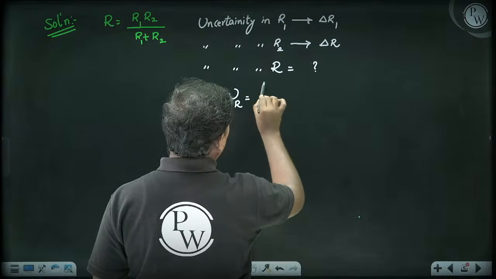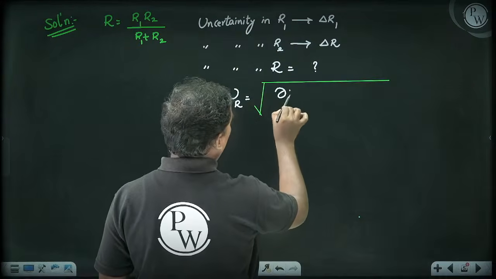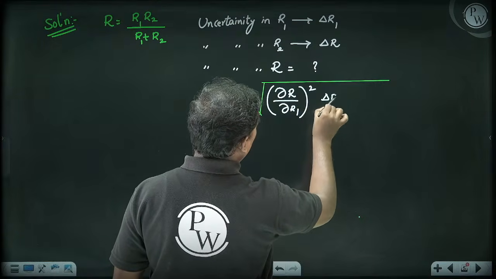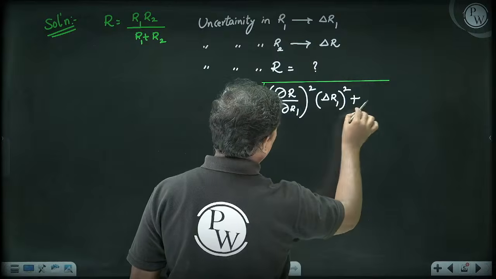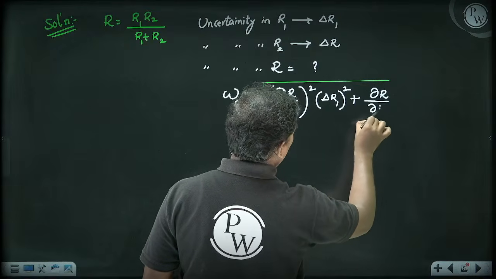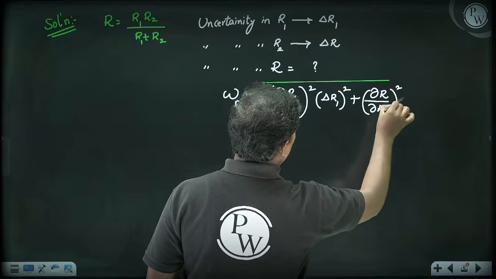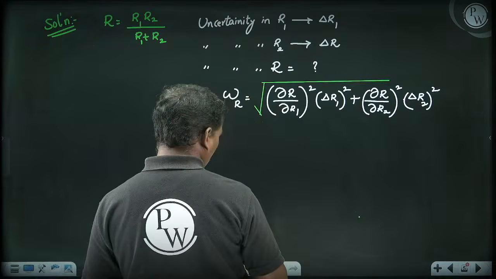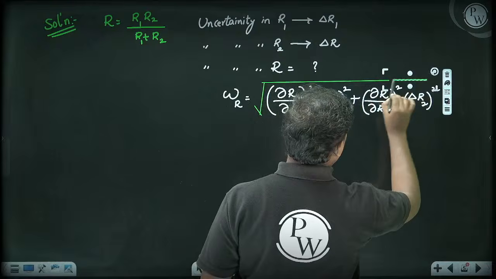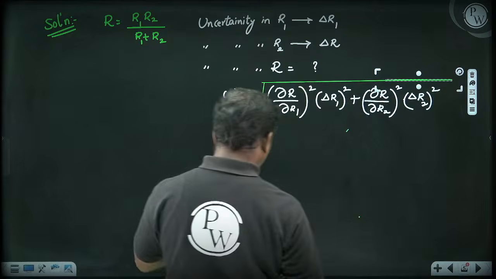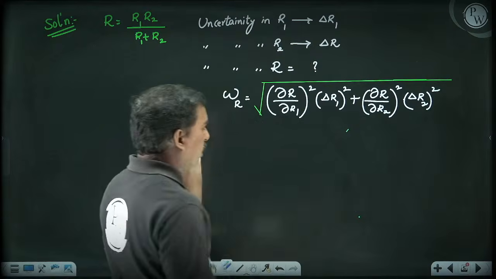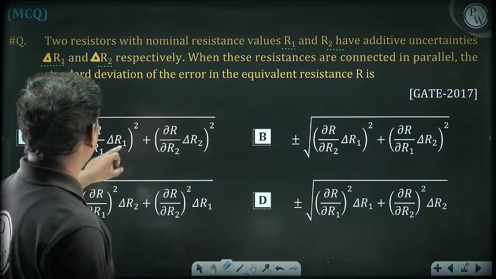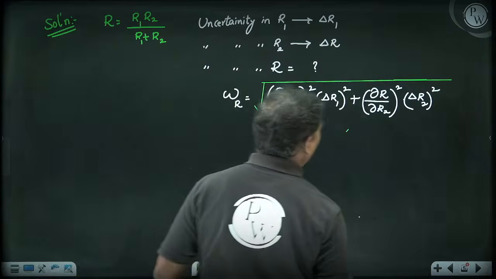So uncertainty in R, I can take it as the formula: dou R by dou R1 whole square, uncertainty in R1 whole square, plus dou R by dou R2 whole square, uncertainty in R2 whole square. Okay, so these are the points. Understood? So now that is the answer. What is the correct option? Matching dou R by dou R1 delta R1, dou R by dou R2. So option A is matching now.